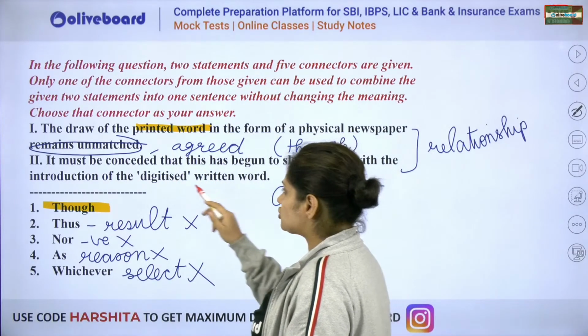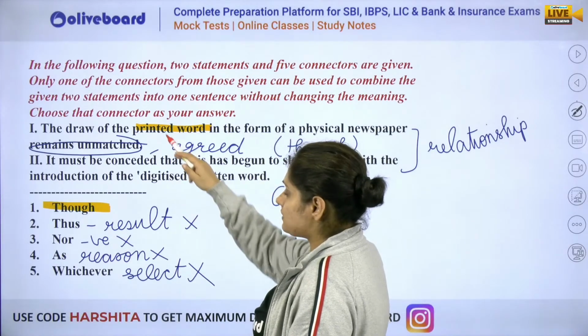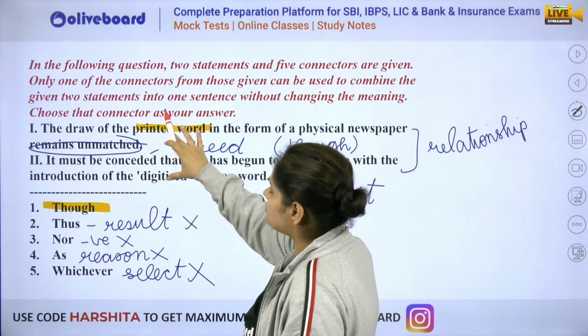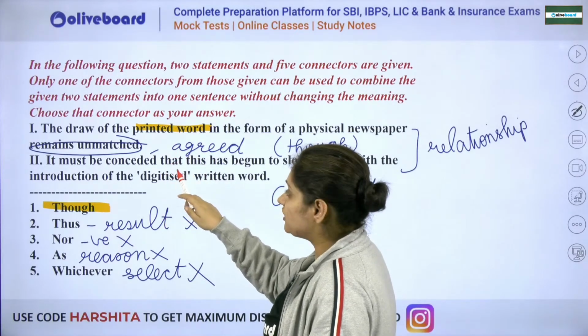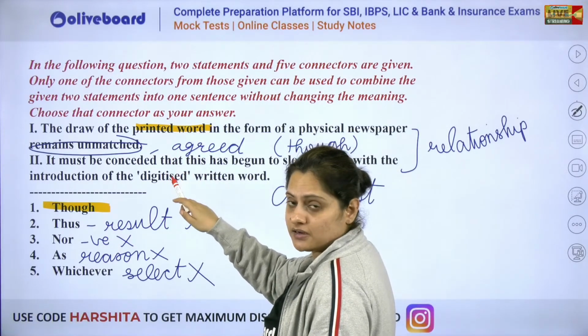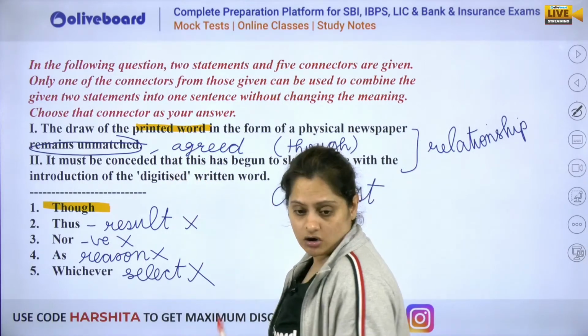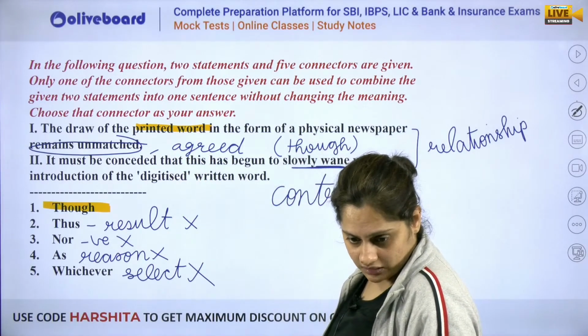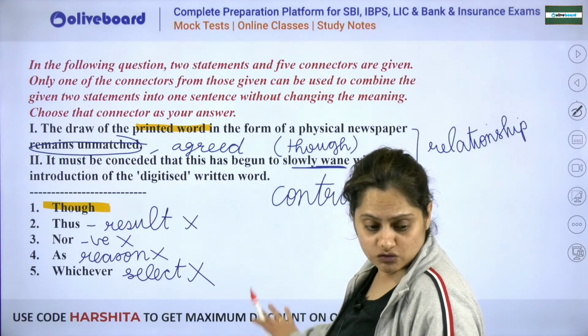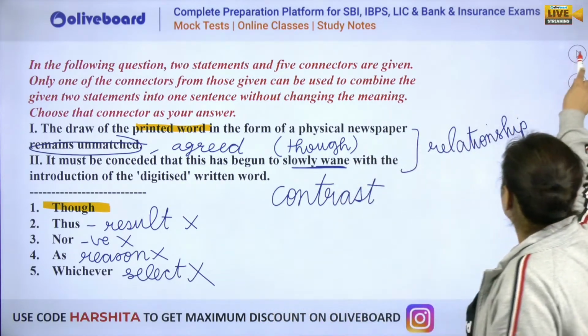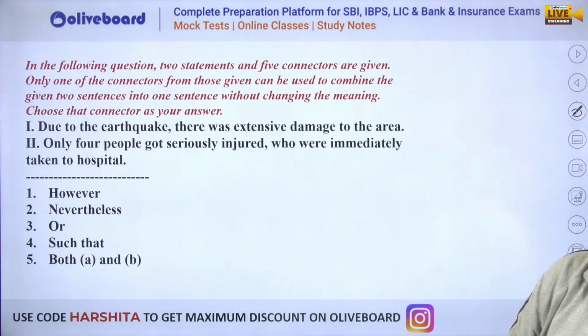With time, with the introduction of the digitized word, this unmatched thing, we are trying to say that this printed word which we used to get in newspaper, we can still get it because of the digitized, written word available now. So there is a contrast sense. Okay, this was a little tricky. This one was a little tricky because you might get confused with the fourth option. Okay, let's go to the third one. So there is one particular connector set.